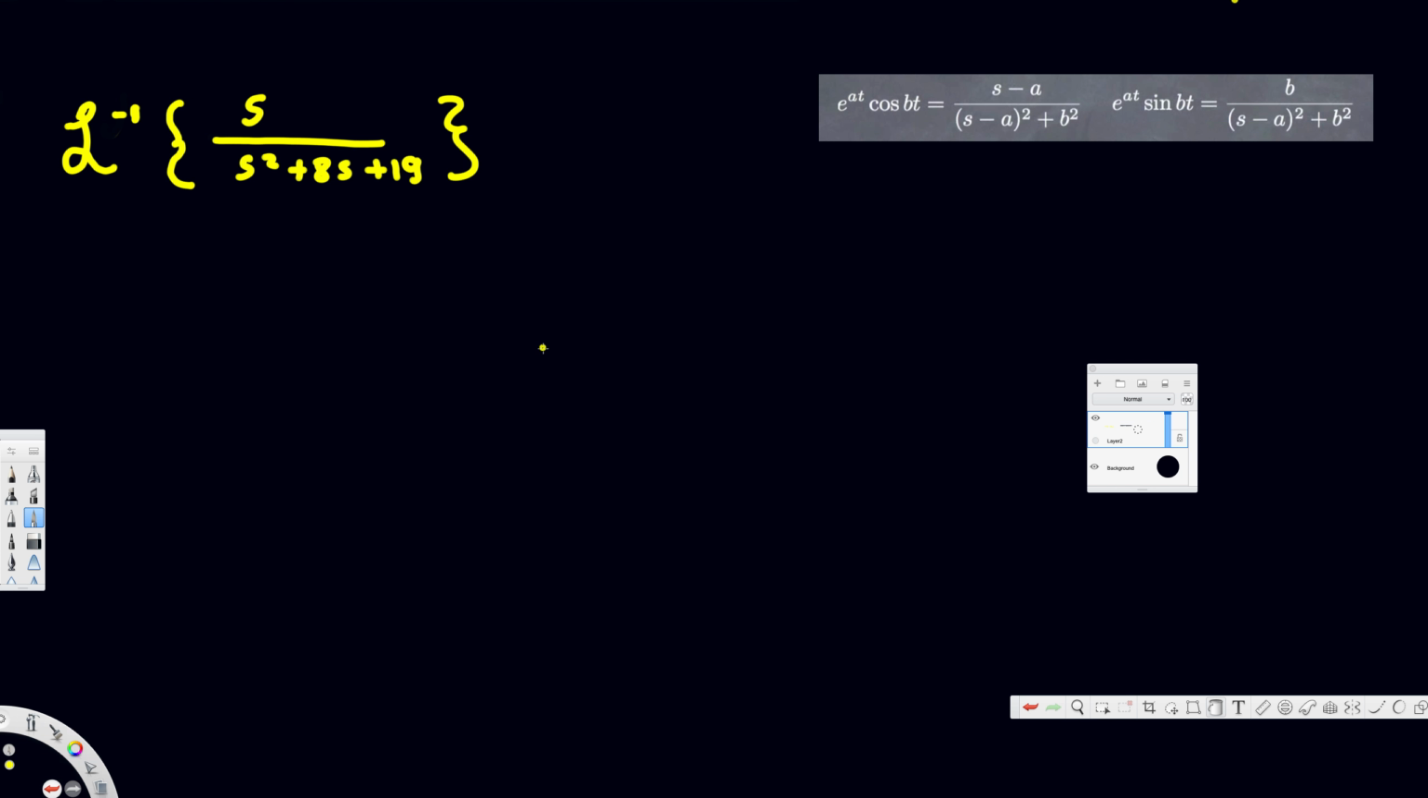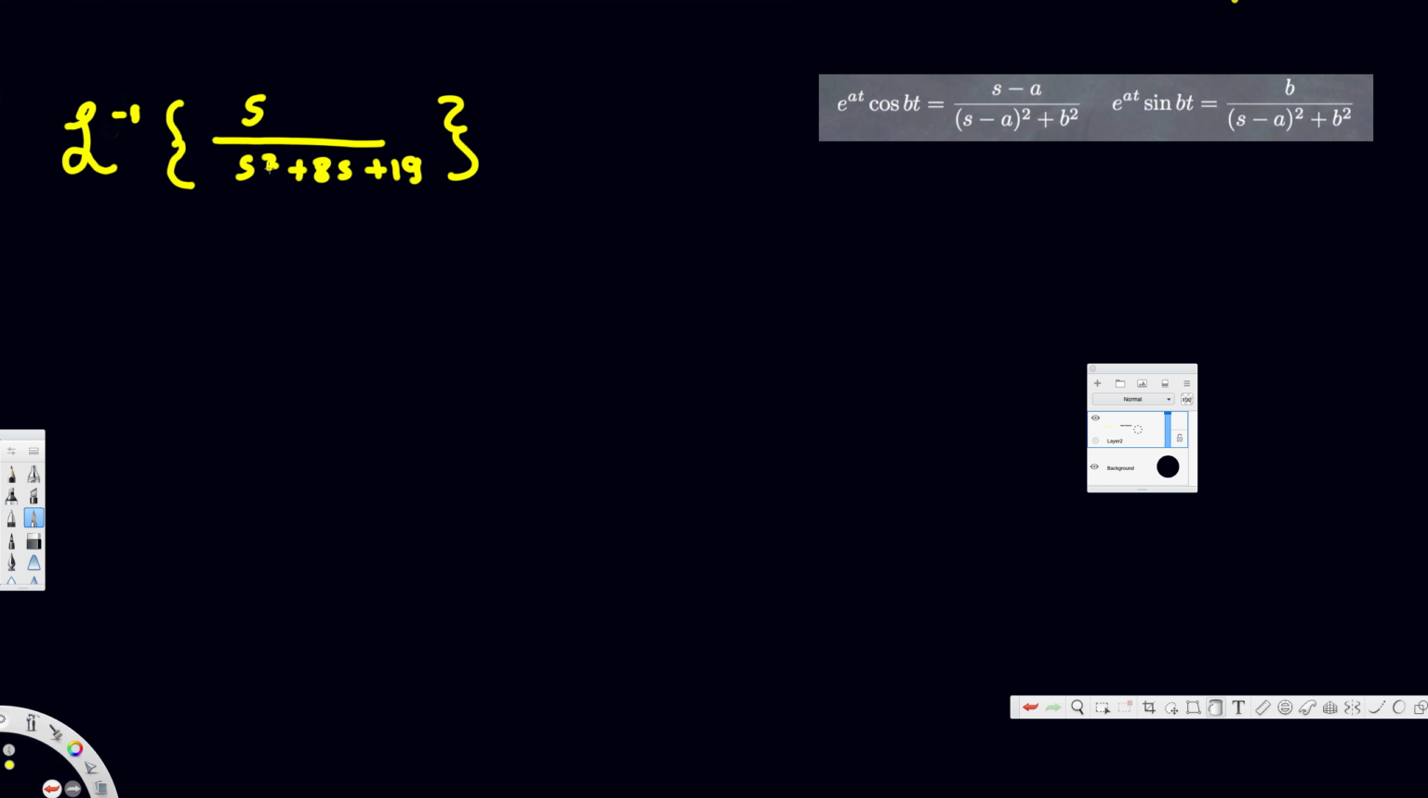In this video we are going to see an example of inverse Laplace transform. Here we are going to do the inverse Laplace transform for this function. Here we have a function with s on the numerator, and in the denominator we have a quadratic formula. When we have a quadratic, we can factor it out, but this is not factorable, right?